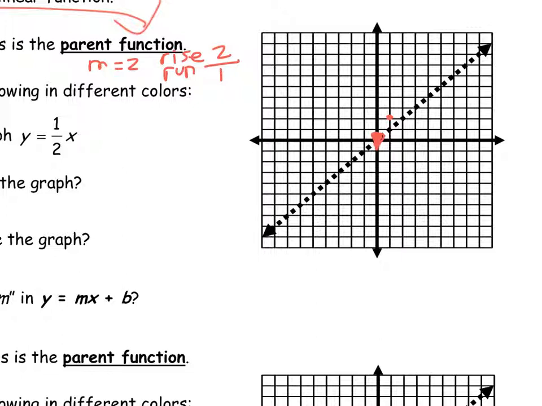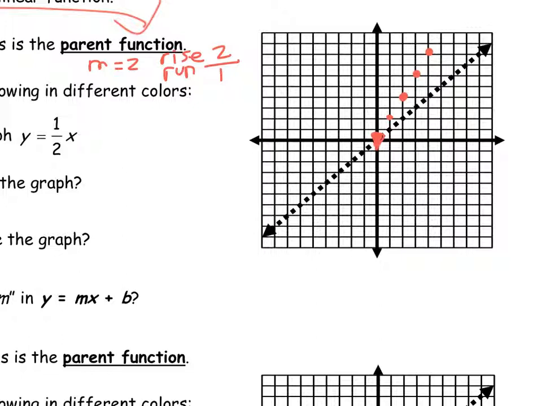I'm going to do it again. Up 2 over 1 and put a dot, repeating that several times.